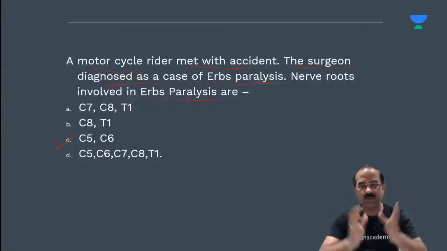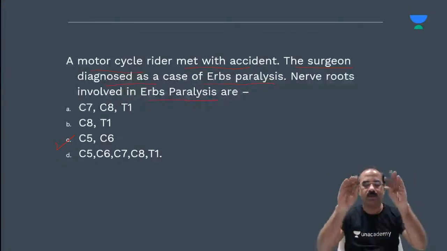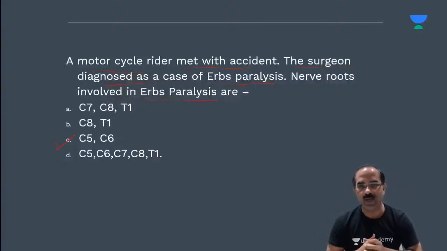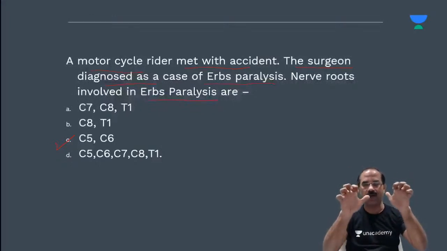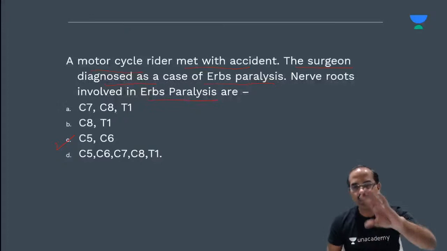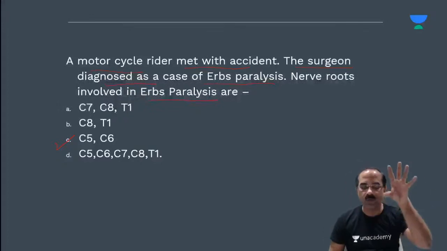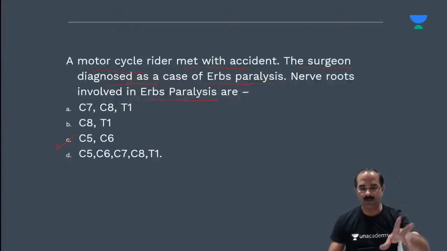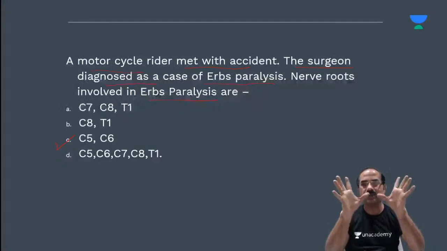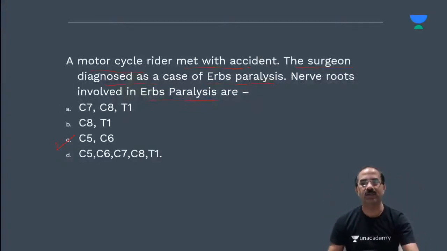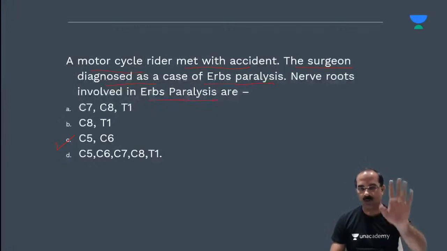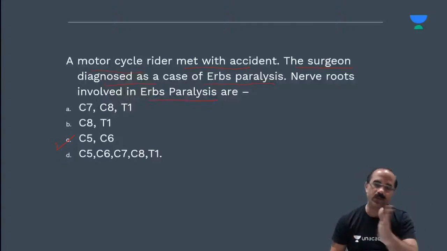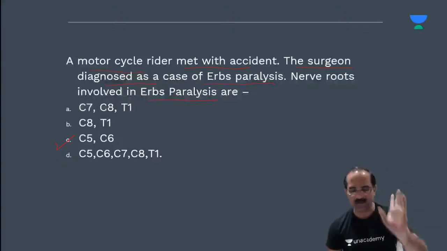And this C8 and T1 are mainly going to supply what? The intrinsic muscles of the hand, the small muscles of the hand. And when these small muscles of the hand are paralyzed, we get a claw hand. Clear? Which nerves have it? The C8 and T1 roots are mainly present in the median nerve and ulnar nerve. And this is what we see in Klumpke's paralysis. Okay, lower trunk, remember this. Hyperabduction injuries, Klumpke's paralysis, and separation of the neck from the shoulder, Erb's paralysis.